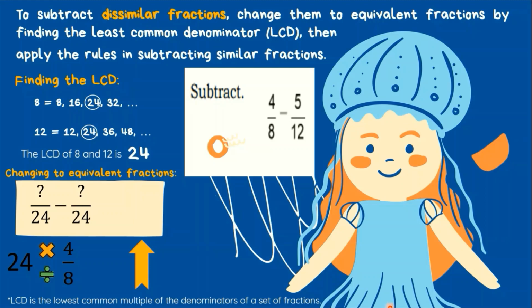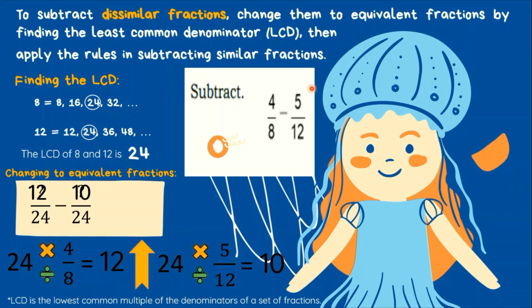24 divided by 8 is 3. 3 times 4 is equal to 12. Therefore, ito yung ating gagamitin numerator. 4/8, 4 over 8, ang kanyang equivalent fraction ay si 12 over 24. Kunin naman natin yung kay 5 over 12. Same process. We need to divide the LCD by the denominator, then multiply. 24 divided by 12 is 2. 2 times 5 is equal to 10. Ito naman yung ating gagamiting numerator doon sa kabila. 10 over 24 ay ang equivalent fraction ni 5 over 12.